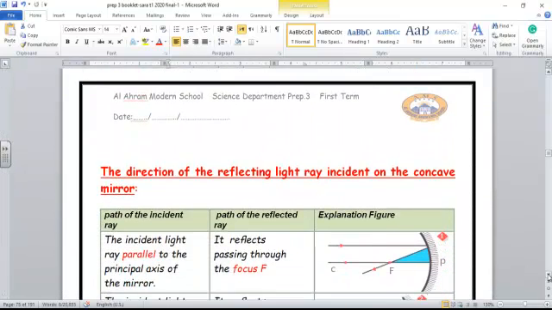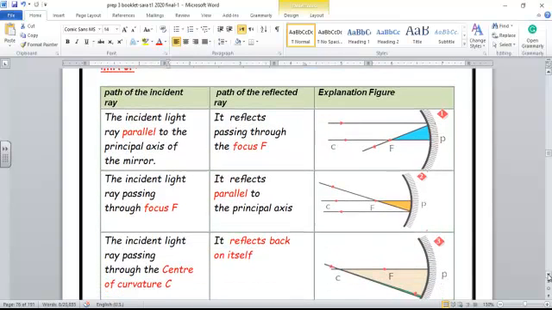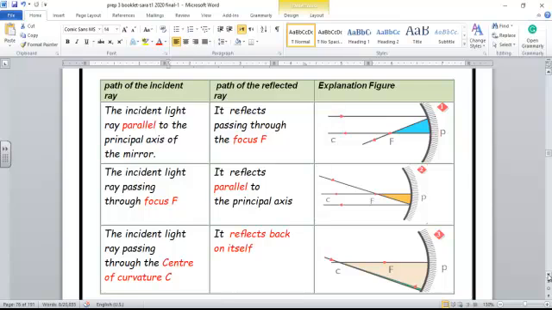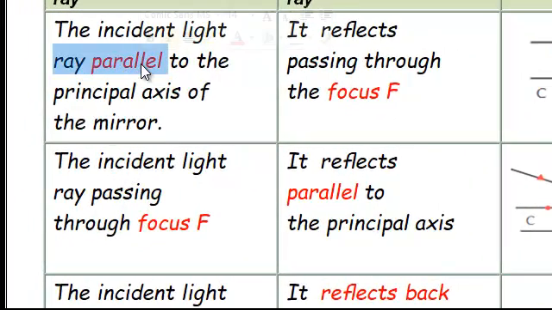Here is the direction of reflected light rays. We have three ways. When rays fall on a mirror, they go by three ways only. Number one, when the incident light ray falls parallel, or when the incident light ray falls passing through the focus, or when the incident light ray passes through the center of curvature. What will happen to each one of them?